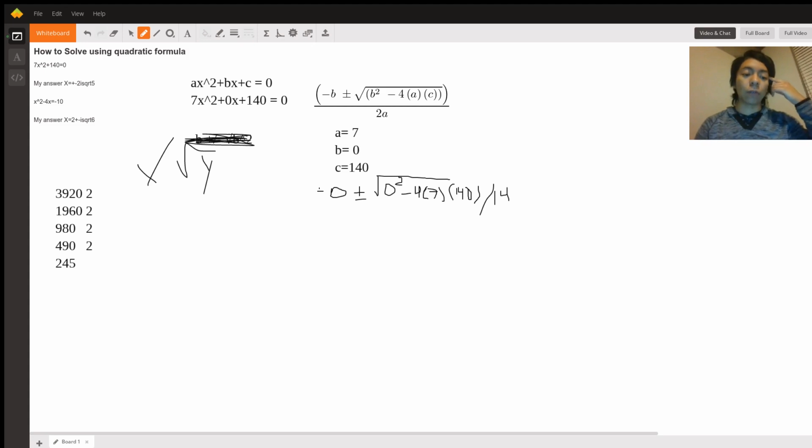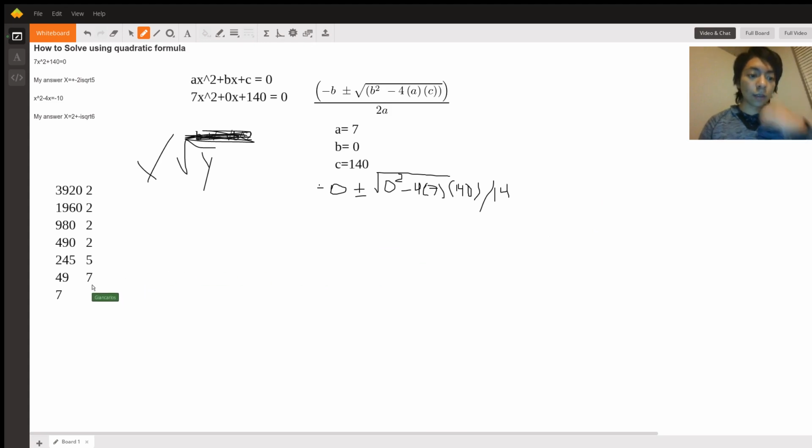So what's the next factor we can use? It's 5. So we divide by 5, and we get 49. And 49, as we know, is 7 squared. So the factor we're going to divide by is 7. Then we get 7, then we divide by 7 again, and that gives us 1. So there's our factorization.